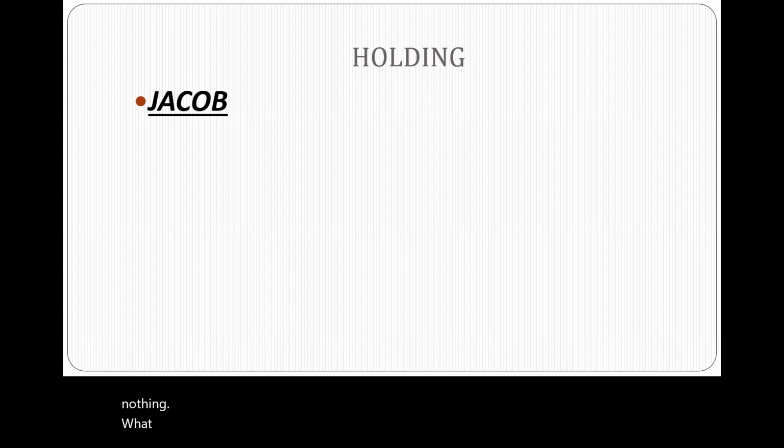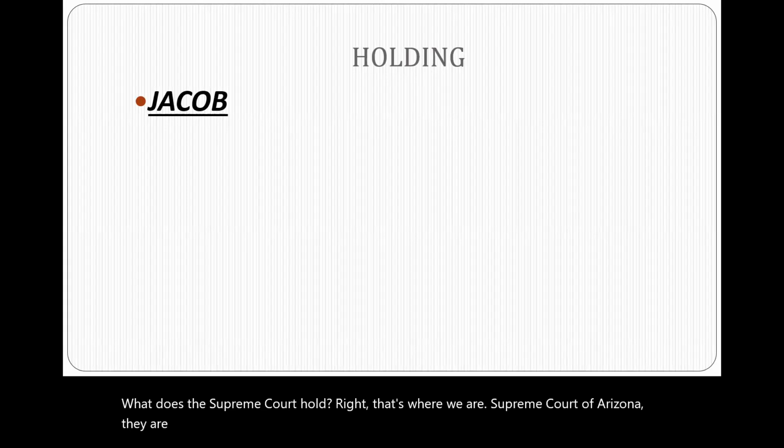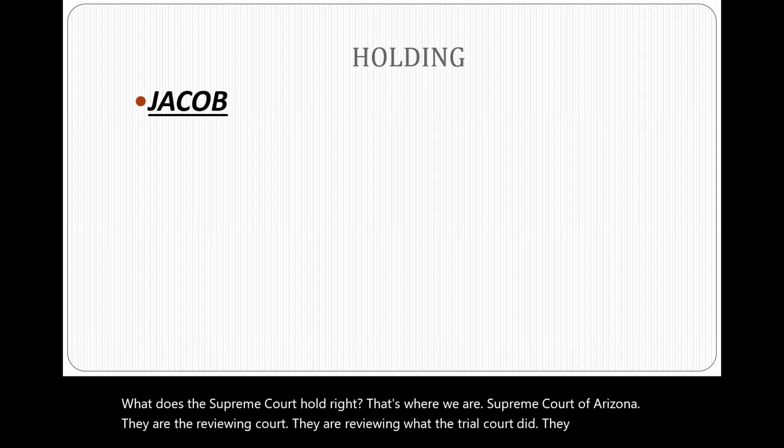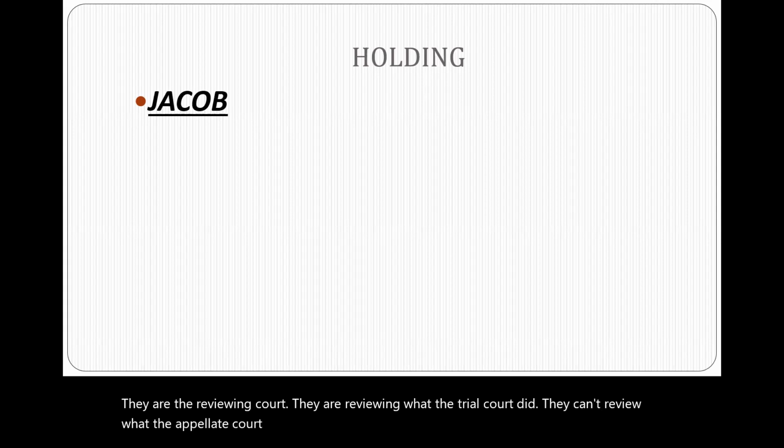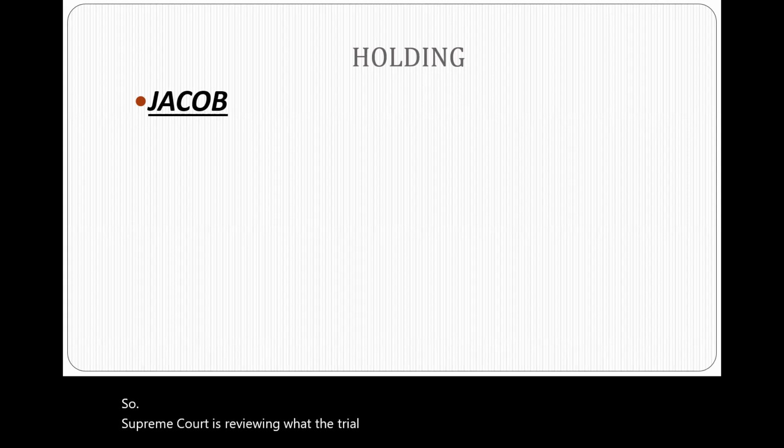What does the Supreme Court hold, right? Because that's where we are, Supreme Court of Arizona. They are the reviewing court. They are reviewing what the trial court did. They can't review what the appellate court did because the appellate court declined jurisdiction. So the Supreme Court is reviewing what the trial court did. The Supreme Court holds that the ruling of the trial court has been vacated.